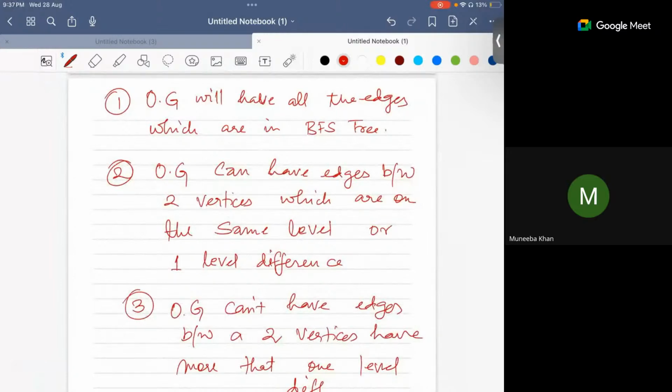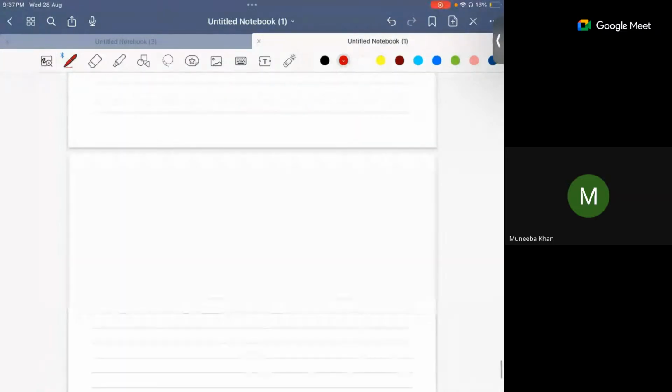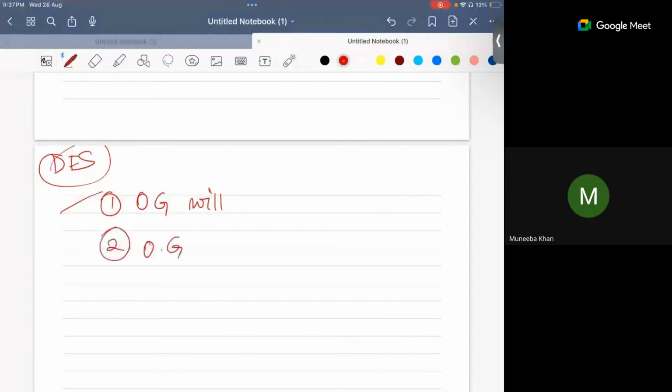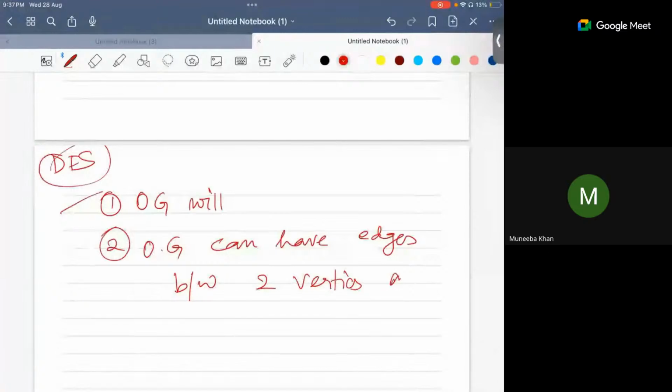Similarly, for DFS also there are some features. I'll just tell you. For DFS, the first statement is the same: the original graph will have all the edges which are in the DFS tree. The second statement is the original graph can have edges between two vertices which are on the same branch.